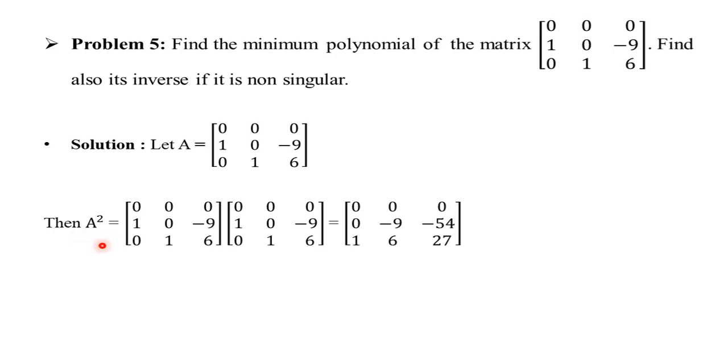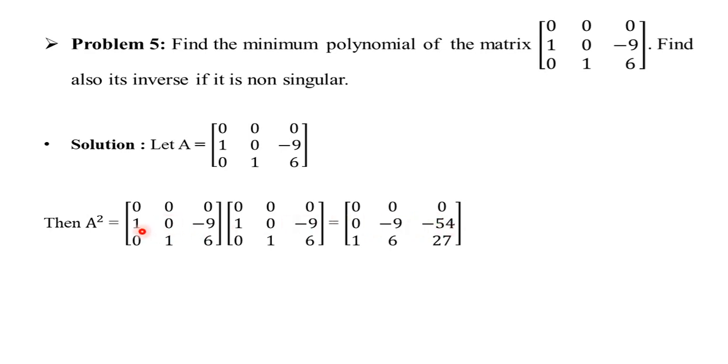That is, A square is equal to A into A. So, here we multiply A twice using matrix multiplication. Here we see the first row of the matrix A square is 0, obtained from the first row of the matrix A being 0. So we obtain the first row of A square as 0. Now we find the second row of A square as 0, minus 9, minus 54.